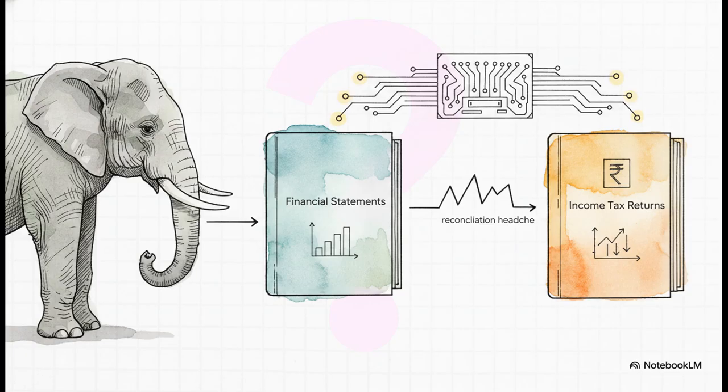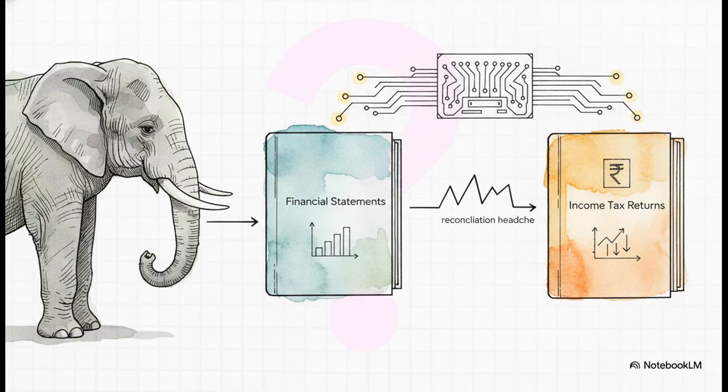To kick things off, let's address the elephant in the room, right? Why on earth do organizations track depreciation twice? I mean, it sounds like double the work, but this actually reveals the core tension in asset accounting. Organizations absolutely must maintain completely separate records for their financial statements and their income tax returns.